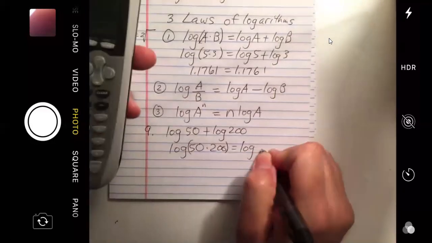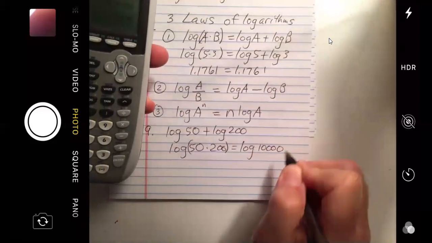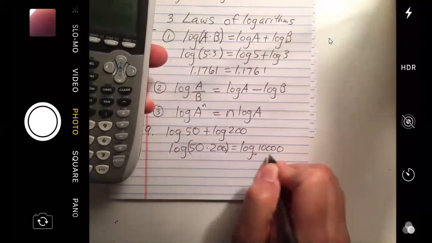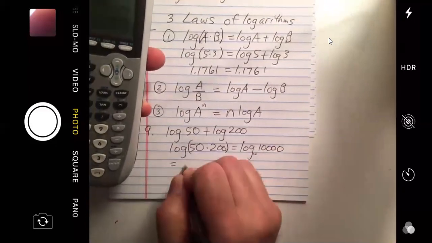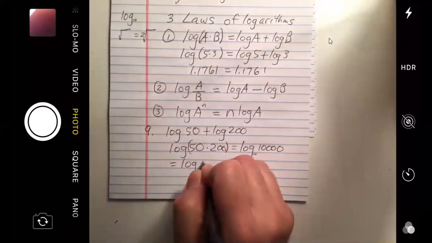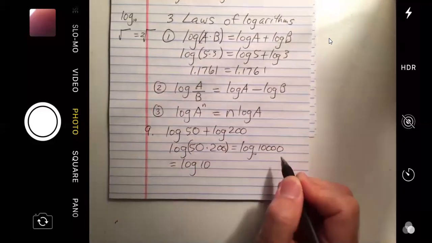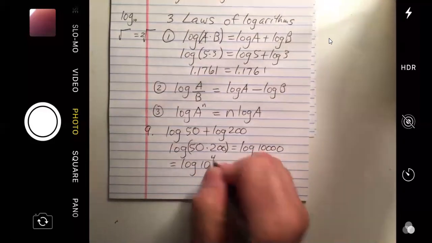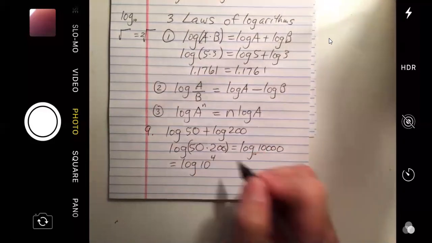Log of 10,000. Again, since that's base 10, you want this to be 10 to a power. 10,000, you're going to be fourth power. Yeah, 4 zeros, that's fourth power. And the answer is 4.